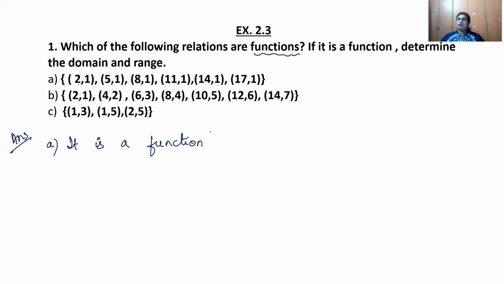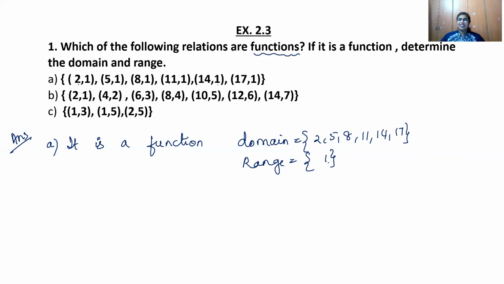If it is a function, I have to tell its domain and range. What is the domain of the first one? Domain means all the first elements: 2, 5, 8, 11, 14, and 17. What is the range? Range is the set of all second elements. So here you find the range is only 1. What type of function is this? Constant function. Yes, very good.